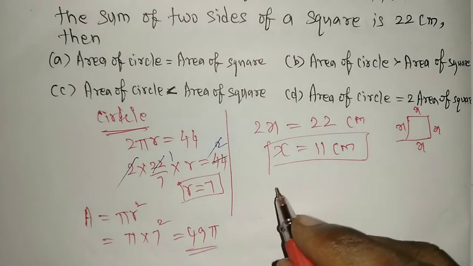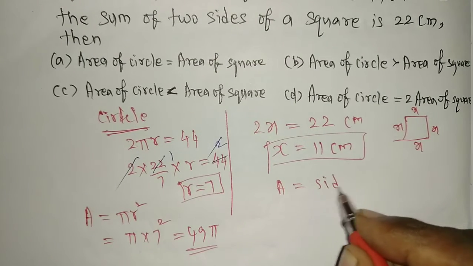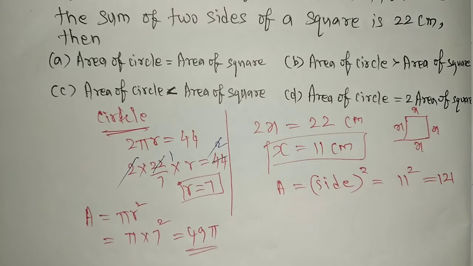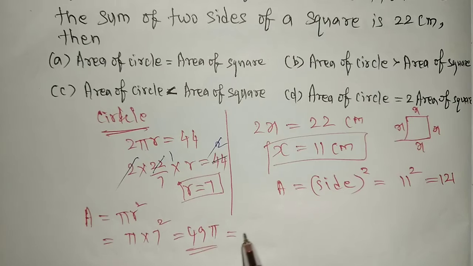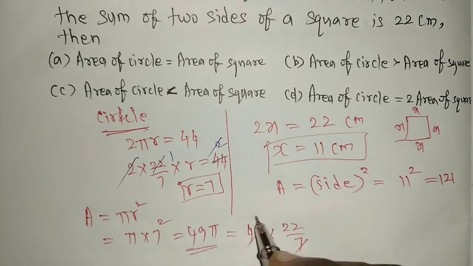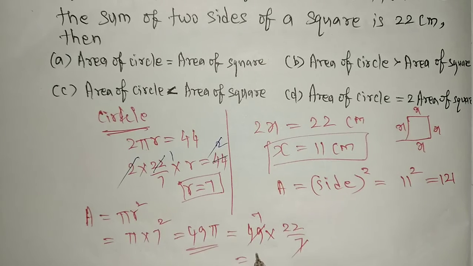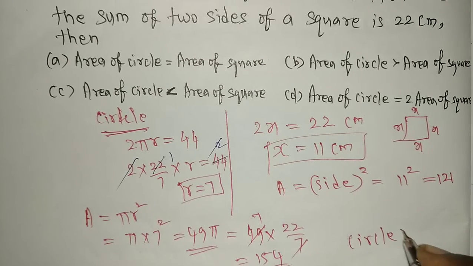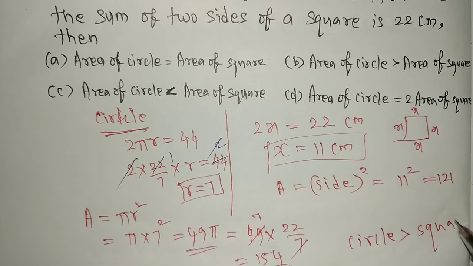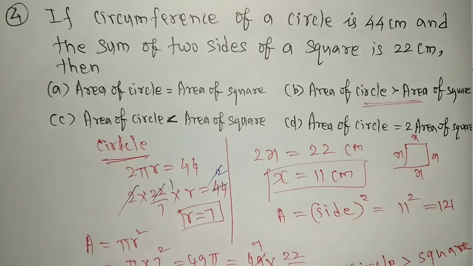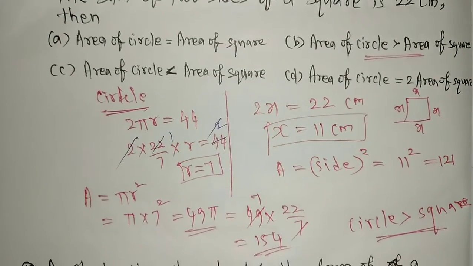For square, in the sense, area is side square. Side we know is 11. So 11 square is equal to 121. But here we have pi value, so pi we can substitute: 49 into pi, 22 by 7. 7 times 22 into 7, we know what is that. You will get 154. So which is greater? Yeah, circle is greater compared to square. So where we have the option, this is option B. B is our required answer. That's it. Okay. So like that you have to go slowly.